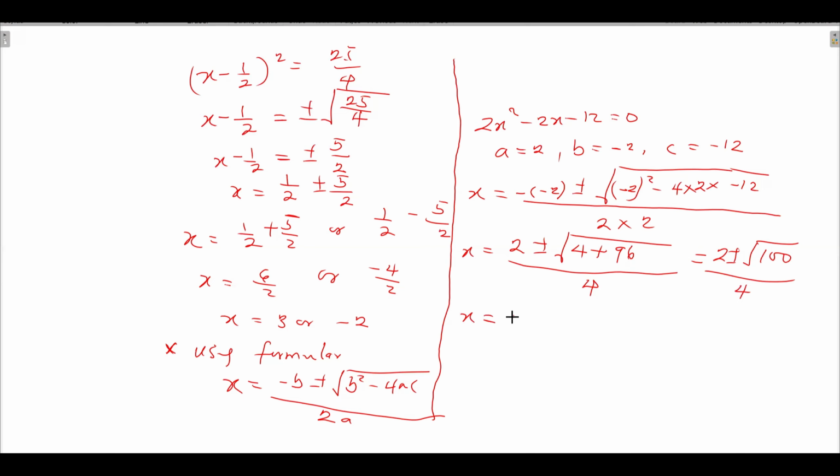That means my x will now be 2 plus or minus root 100, which is 10, over 4. If we split that, I have 2 minus 10 over 4, or 2 plus 10 over 4. So x equals 2 minus 10, that's minus 8 over 4, that will be minus 2. And 2 plus 10, that's 12 over 4, and that will be 3. You see that the answer is still the same using the formula, completing the square, and factorization. So don't forget, there are some quadratic equations that you cannot find their factors. If you can't find the factors, use the quadratic formula or the method of completing the square to get the solution.